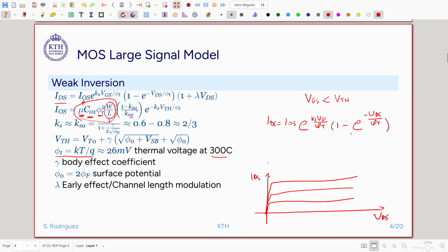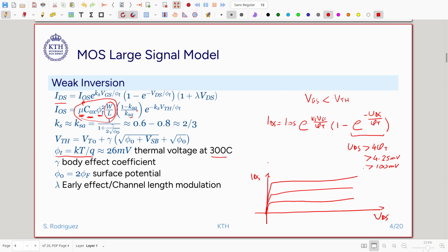But we have this term here that decreases for small values of VDS. So if VDS is larger than around 4 thermal voltages, and that will be higher than 4 times around 25 millivolts, so around 100 millivolts, these terms can be omitted. Okay, that will be e raised to minus 4, and that is a very small value.